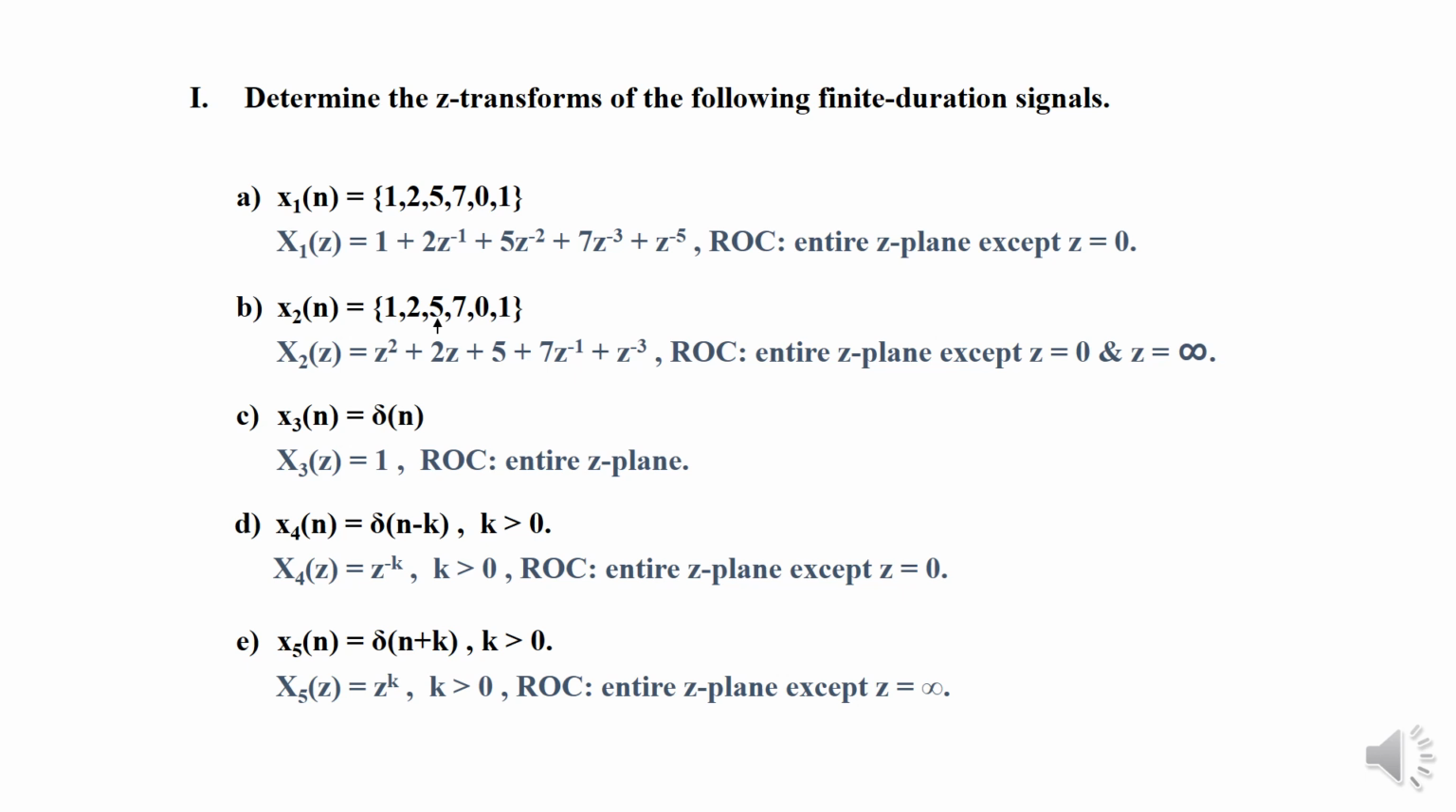Then part E, x5n equals delta n plus k. Again, k is larger than 0, therefore x5z is equal to z to the power k. So we have obtained x1z, x2z, x3z up to x5z using the definition, right? So you can see, if you substitute z equals infinity, x5z will be infinite. Therefore, the ROC cannot have z equals infinity. So the ROC will be the entire z plane except z equals infinity, right?